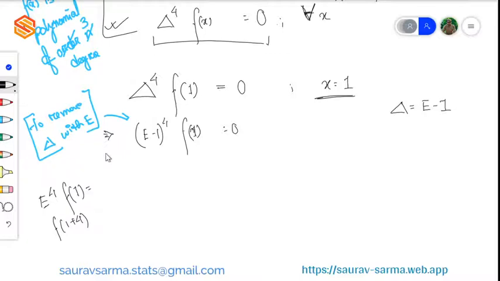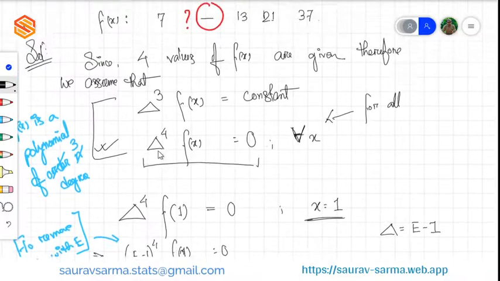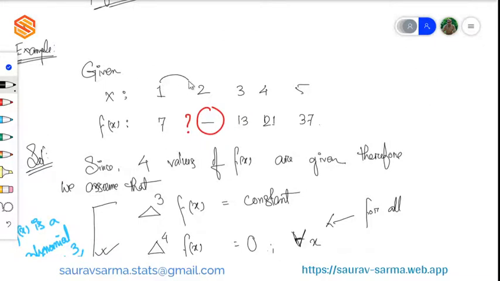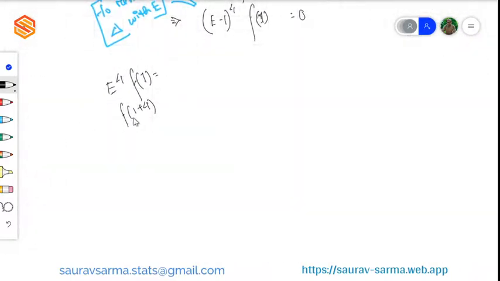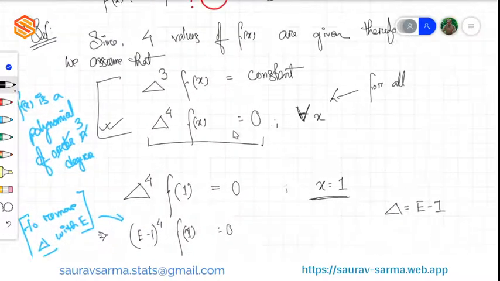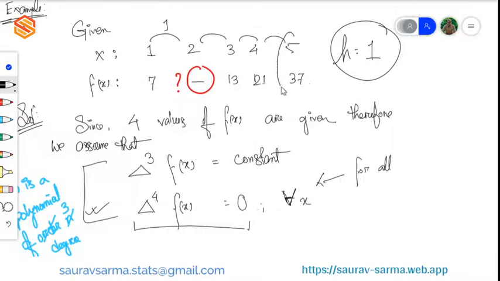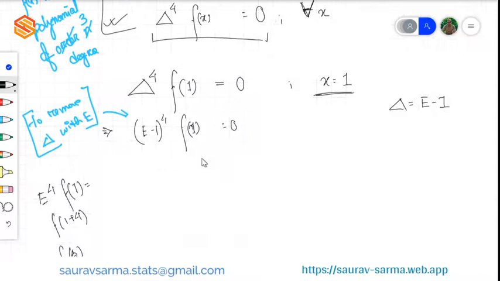And why 4? Because here you see the values given in the question, the gap between each value is 1. That means in the question our h is equal to 1, right? So our h is 1, therefore E to the power 4 f(1) will be f(1 plus 4), which is equal to f(5), right? And f(5) is already given in your question, f(5) is 37, right?